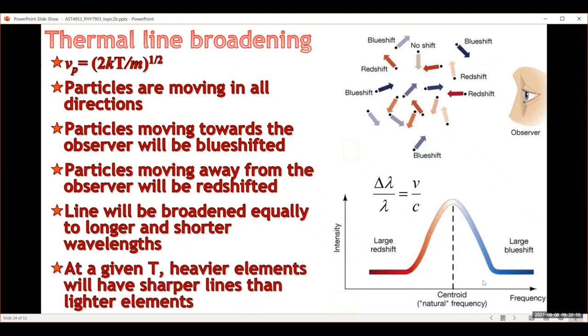Now, this is really important, because now we know this, we can use it to determine how fast things are moving in space. Remember that there is an m in this equation. And so for a given temperature, the more massive particles are moving slower. So you're going to have skinnier, sharper lines for heavier elements than lighter elements. And that helps you determine whether you're really seeing a Doppler effect and to double check the speeds that you get out of it.